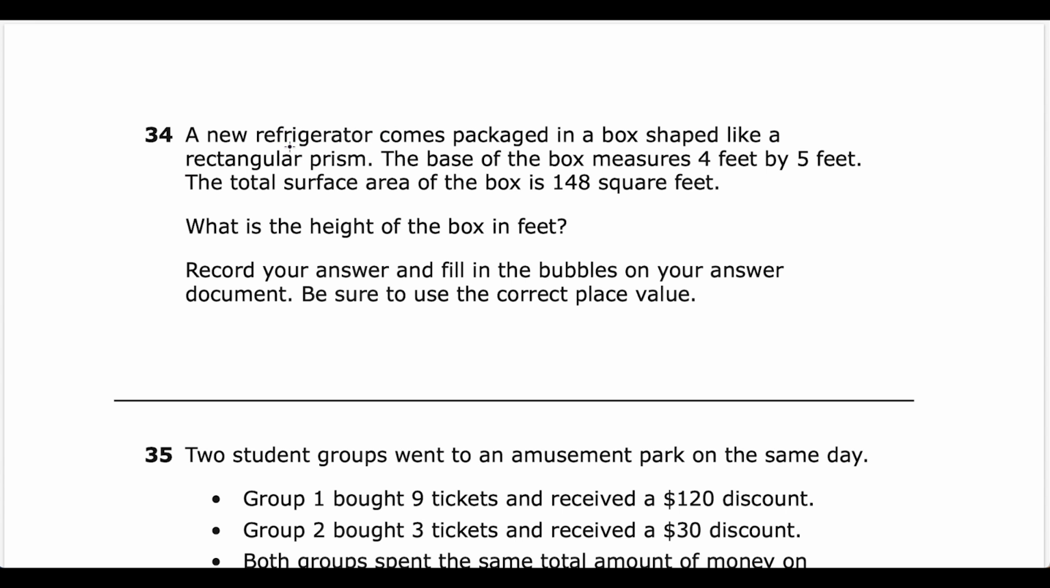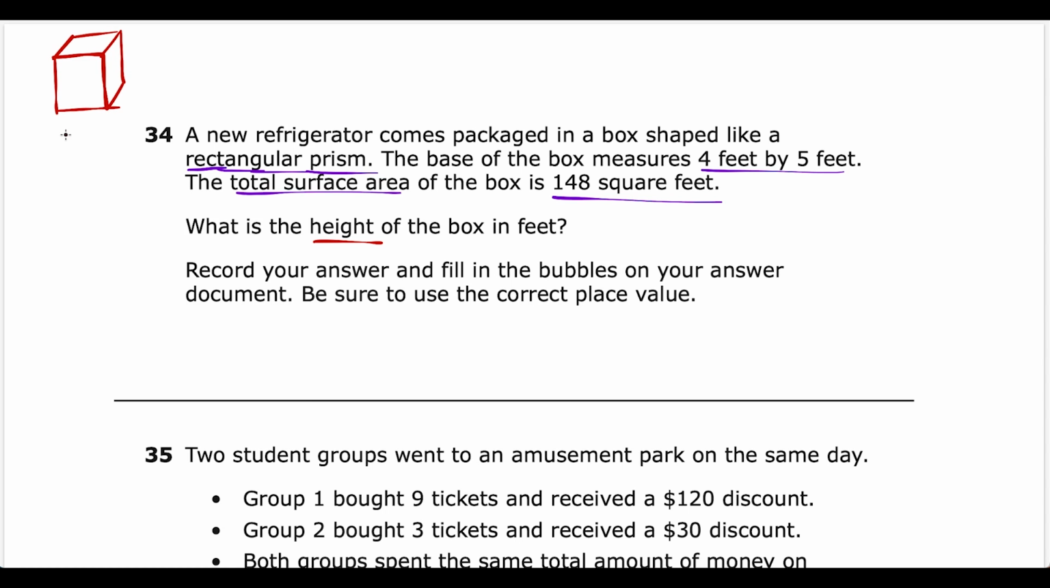Question 34, we have a refrigerator that comes packaged in a box shaped like a rectangular prism. And we have the base of the box measures 4 by 5 feet, and the total surface area is 148 square feet. And we want to know here, what is the height of the box? So this could really help if you draw this out. So I just imagine a box here. So here's our rectangular prism box.